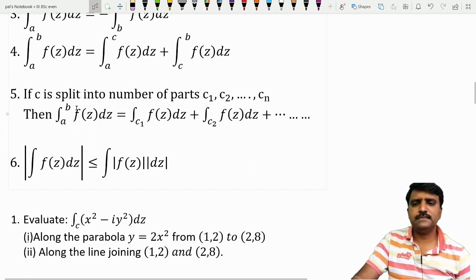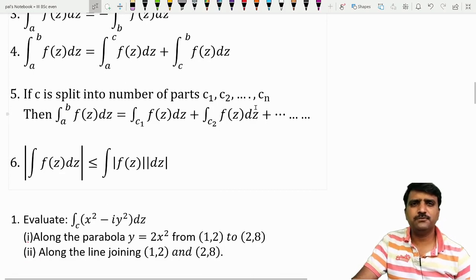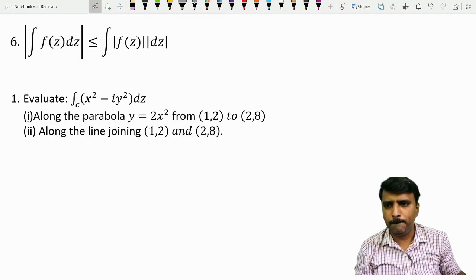So if c is split into a number of parts, ತುಂಬಾ parts ಇದ್ರೆ c1 c2 c3 ಅಂತ, in that time we use the same property here. Integration of f of z over c is equal to integration of f of z over c1 dz plus integration of f of z over c2 dz, like that. And the sixth property, mod of integration of f of z integral is here.